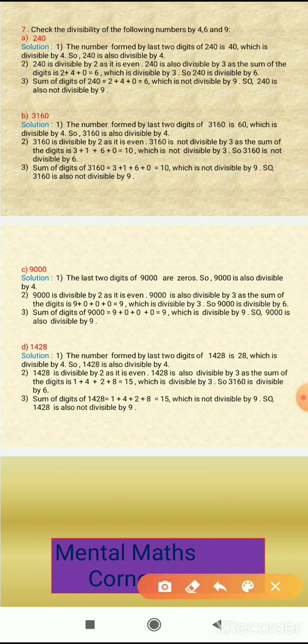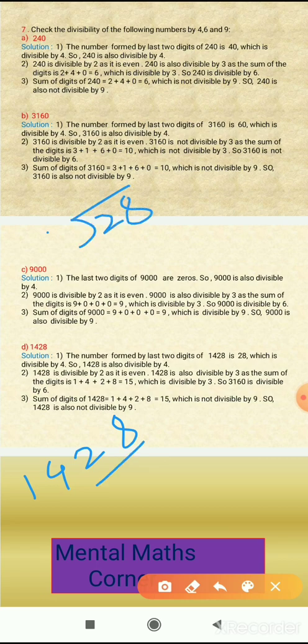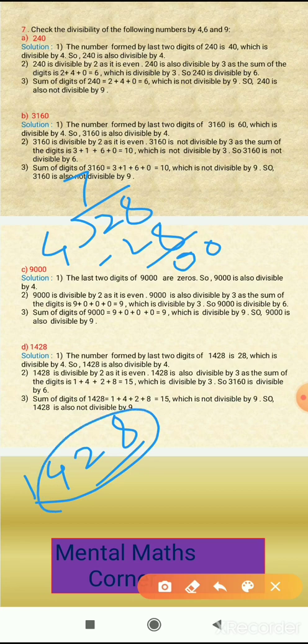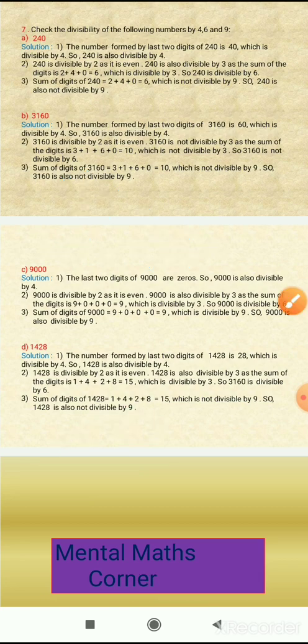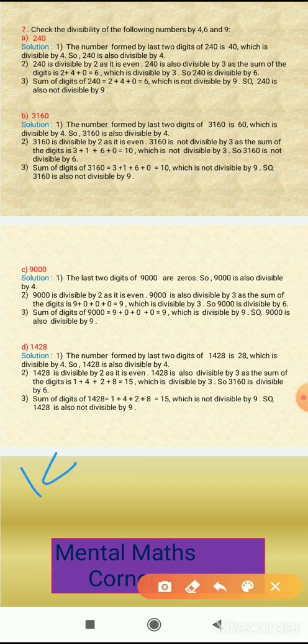Okay, next number is 1428. See, 1428, its last two digits are 28. So we divide 28 by 4. 4 sevens are 28. We get remainder 0. Then we say that 28 is divisible by 4. So 1428 is divisible by 4. Next we have to check divisibility by 2. 1428 is an even number, so it is divisible by 2.